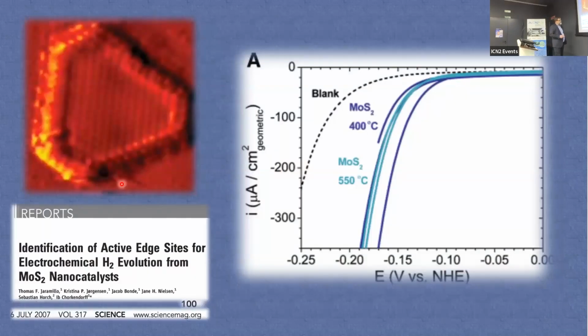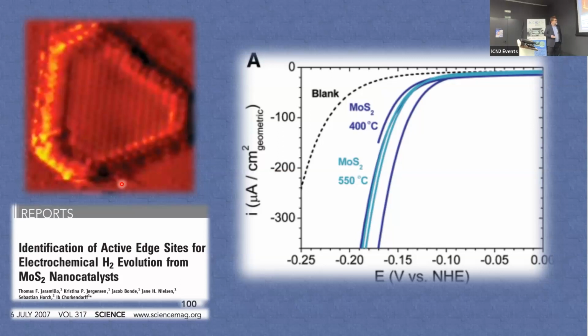But in this presentation, I'm going to talk about the hydrogen evolution reaction, okay? And we have used amorphous molybdenum disulfide, because this material is not expensive and is stable in acid medium.